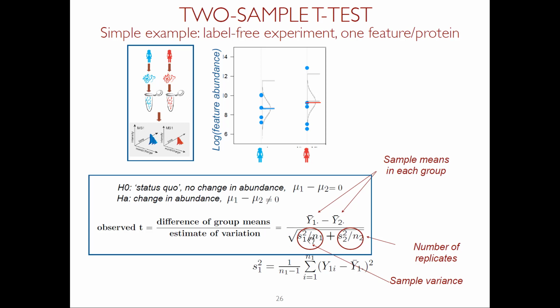So now we need to think a little bit about the estimate of variation. The quantity here is the sample variance of group 1 divided by the number of replicates plus the sample variance of group 2 divided by number of replicates, square root of all of that.